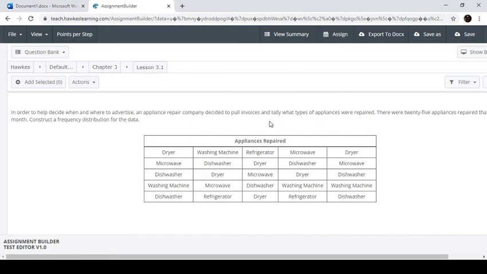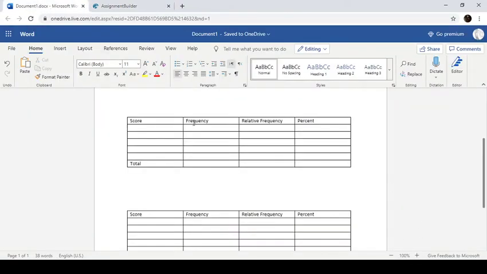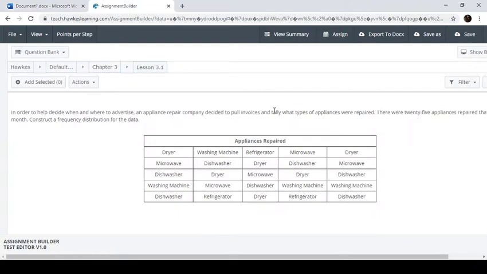This example says, in order to help decide when and where to advertise, an appliance repair company decided to pull invoices and tally what types of appliances were repaired. There were 25 appliances repaired that month. Construct a frequency distribution for the data. So again, a frequency distribution is this chart that I've got outlined here. How are we going to fill that in? Well, of course, we need the data, which is right down here. This is a list of all the things that were repaired in a given month. So we've got a dryer, a washing machine, a refrigerator, microwave, dryer, another microwave, another dishwasher, and so forth.